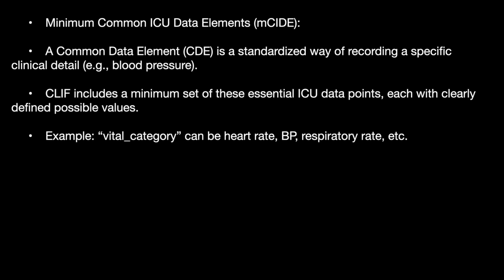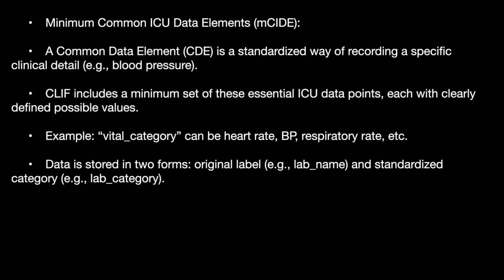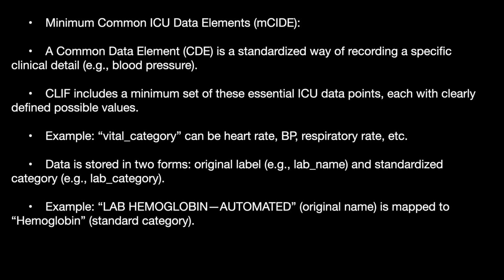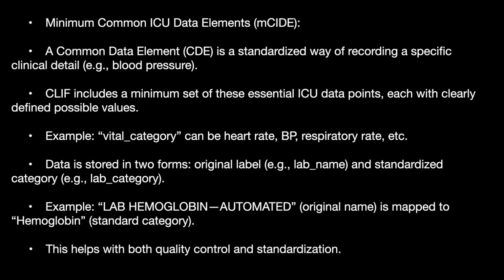For example, we have something called the vital category, which will include the heart rate, the blood pressure, the respiratory rate, etc. The data is stored in two formats: the original label, that is with the label name, and the standardized category, that is the lab category. For example, lab hemoglobin automated is the original name. However, it is mapped into hemoglobin, which is the standard category. So this lab hemoglobin automated can be different in different hospitals, but when it is mapped into this form, it will always be hemoglobin, so that it can be standardized. This helps with both quality control as well as standardization.